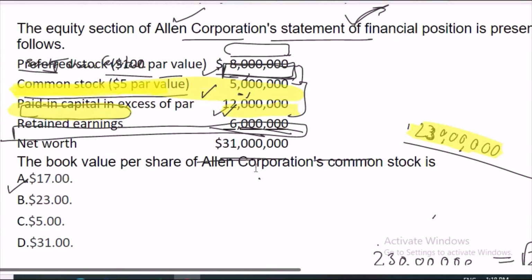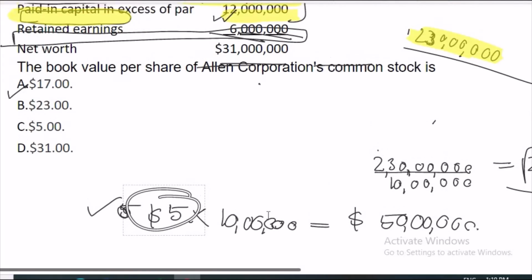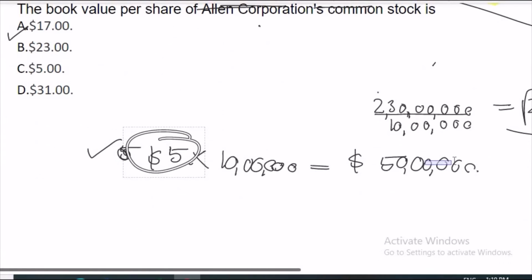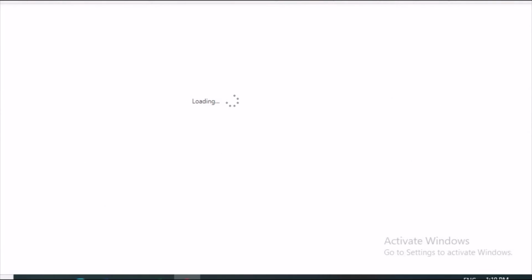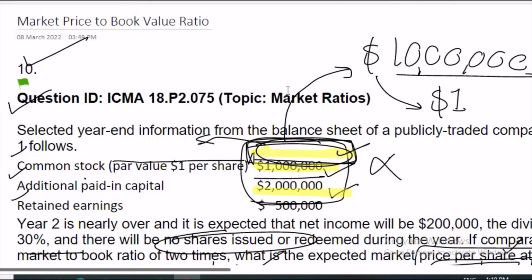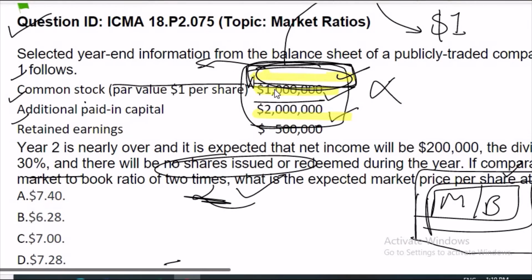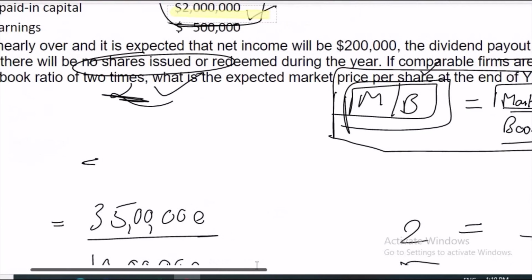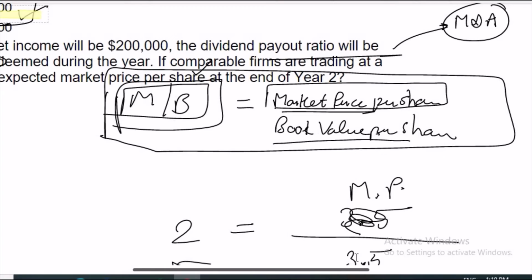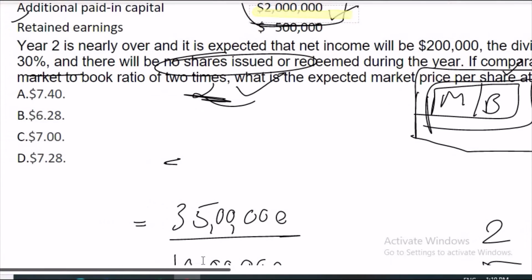The 5 rupees per share to 10,000. That is the 50, this is 50 lakhs. The market price to book value ratio. The common stock is 10 lakhs, and there is additional paid up capital 20 lakhs, and retained earning is 500. So the market price per share upon book value per share.